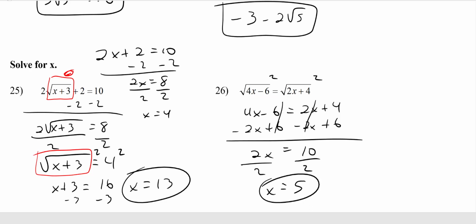And again, it's so easy to check it. Plug it in. 4 times 5 is 20. 20 minus 6 is 14. So that gives me the square root of 14. And look at the other side. 2 times 5 is 10. 10 plus 4 is 14. And they equal. So that checks. Okay? It's so easy to check the answers.